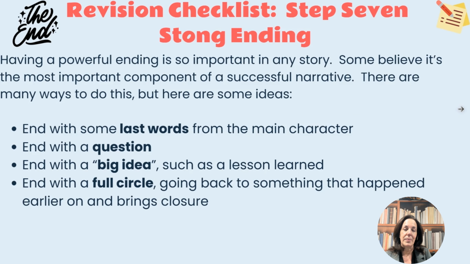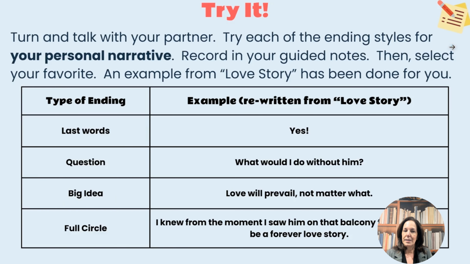Okay, step 7, a strong ending. Having a powerful ending is so important in any story. Some believe it's the most important component of a narrative. There are many ways to do it, but here are some ideas. You could end with some last words from the main character. You could end with a question, end with a big idea, such as a lesson learned. That would be your theme, actually. End what we call a full circle, where you go back to something that happened earlier on and bring some closure to it. So now you're going to try it.